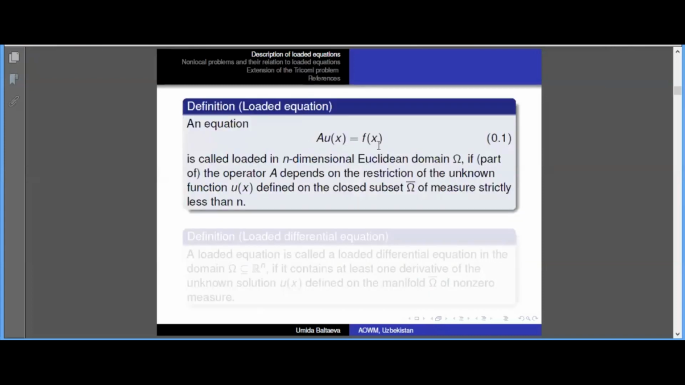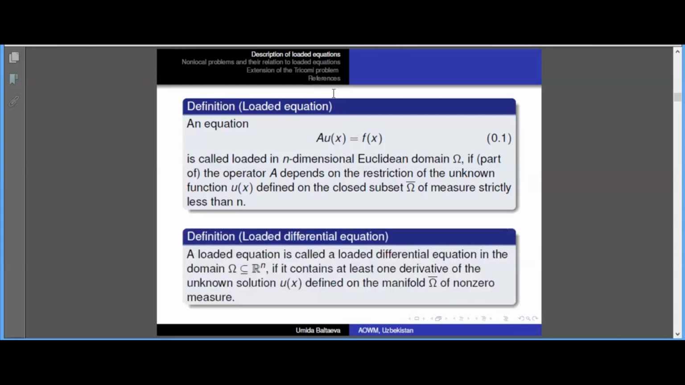What about loaded equations? This equation 1 is called loaded in the n-dimensional Euclidean domain omega if the operator R depends on the restriction of the unknown function u(x) defined on a closed subset of omega of measure less than that of omega. This equation can be a loaded integral, loaded functional, loaded integro-differential equation, and others. But it is called a loaded differential or integro-differential equation if it contains at least one derivative of the solution. It's a very simple, easy definition.